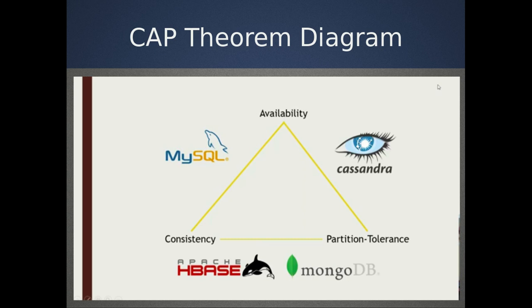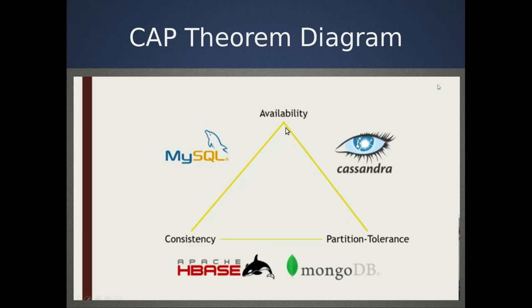You can see we draw a triangle having availability, consistency, and partition tolerance. You can see how the databases sit here. MySQL gives you availability and consistency over partition tolerance. Cassandra gives you availability and partition tolerance over consistency, and HBase and MongoDB give you consistency and partition tolerance over availability.